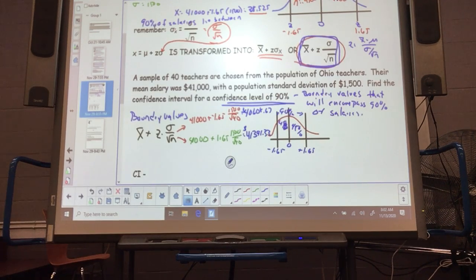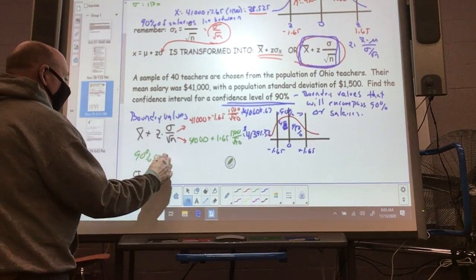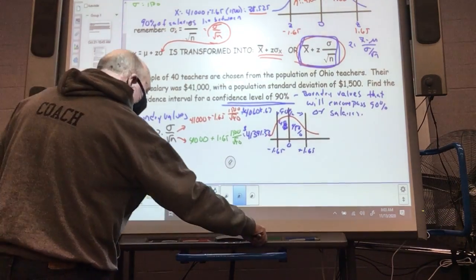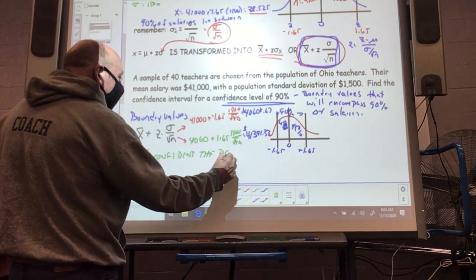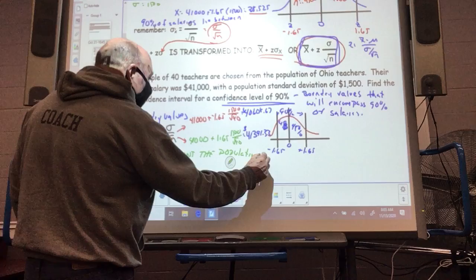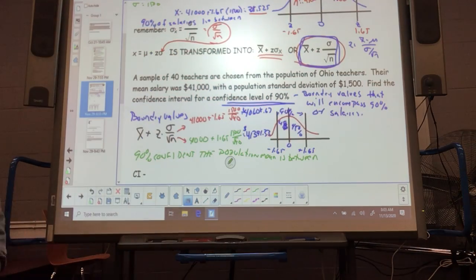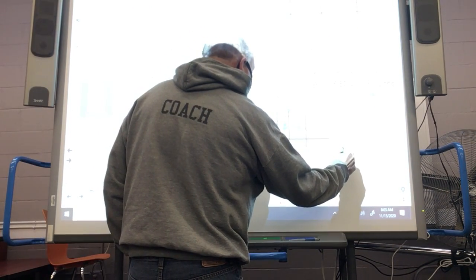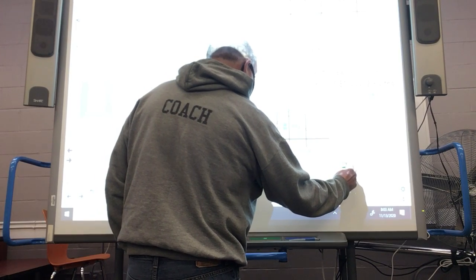But the second meaning to this is we're going to be 90% confident the population mean is between 40,608.67 and 41,391.33.